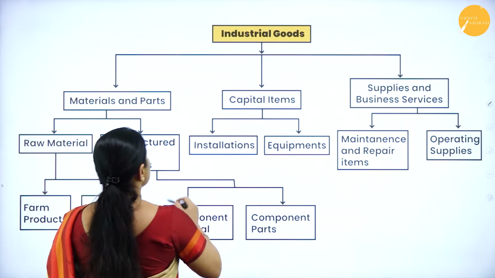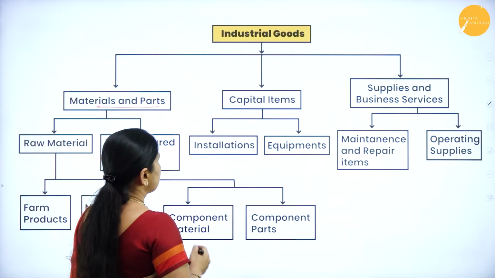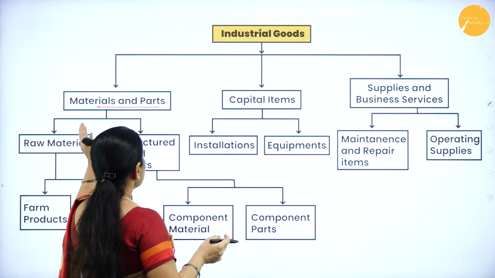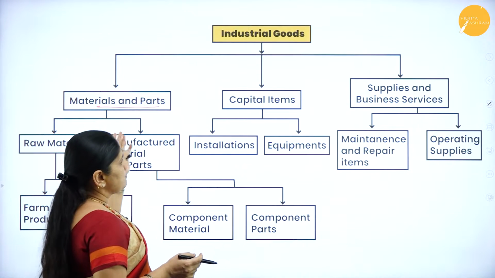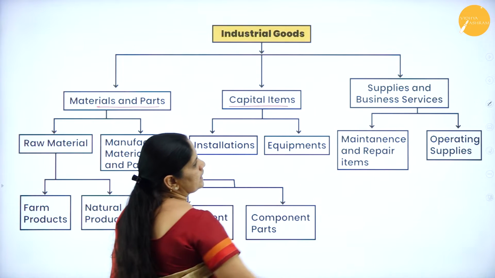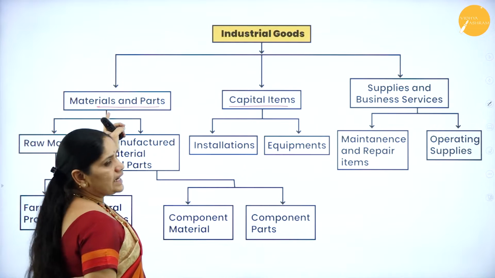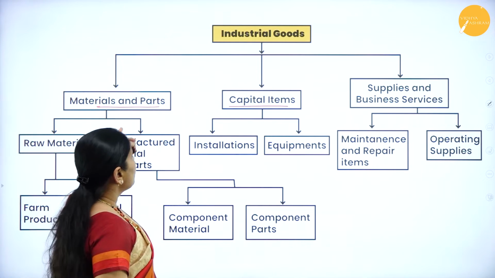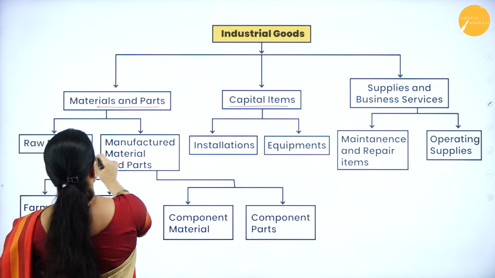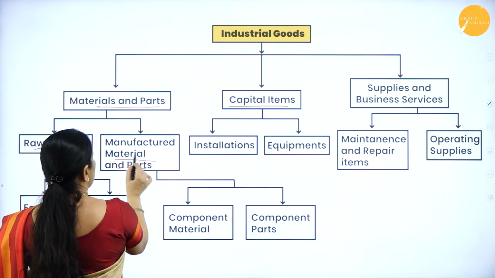Then let us see the classification of industrial products. In industrial goods we have three main classifications: the first is materials and parts, the second is capital items, and the third is supplies and business services. Materials and parts go into the manufacturing of a bigger product. Under materials, we have raw materials and manufactured materials and parts.